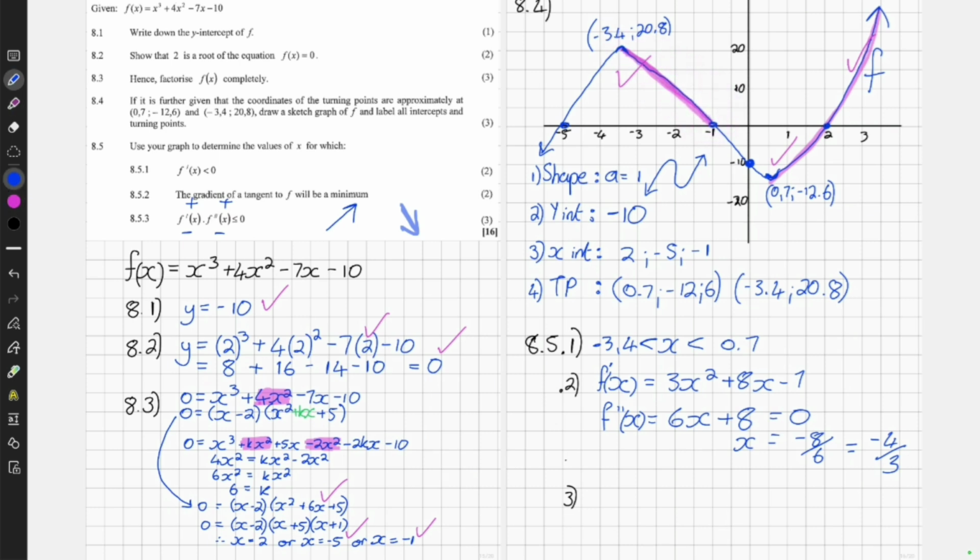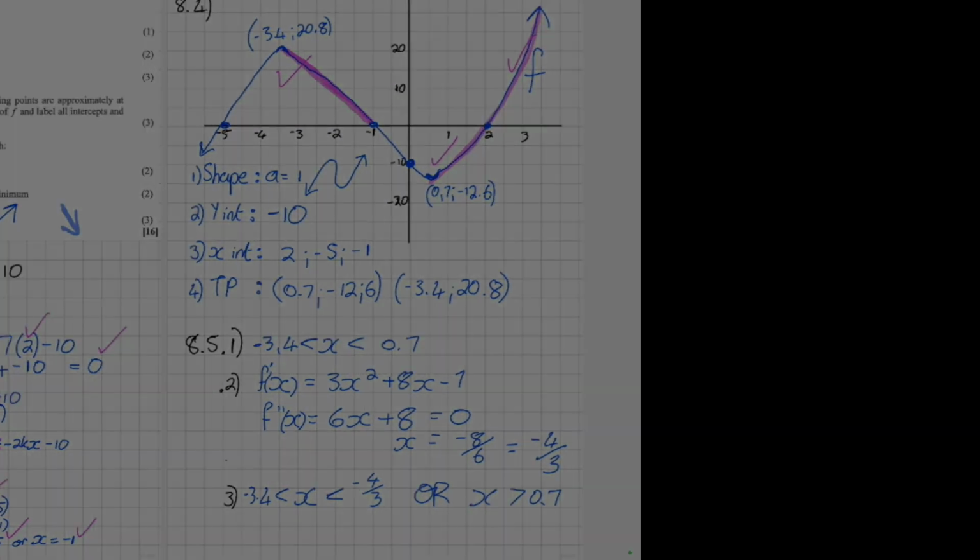So how do I write that in algebra? I can just say x lies between minus 3.4 and the point of inflection that we got as minus 4 over 3, or when x is greater than 0.7. Okay, I know that's a very complicated question, so practice it, but if you feel it's a lost case, just move on. There's much easier marks in the paper.